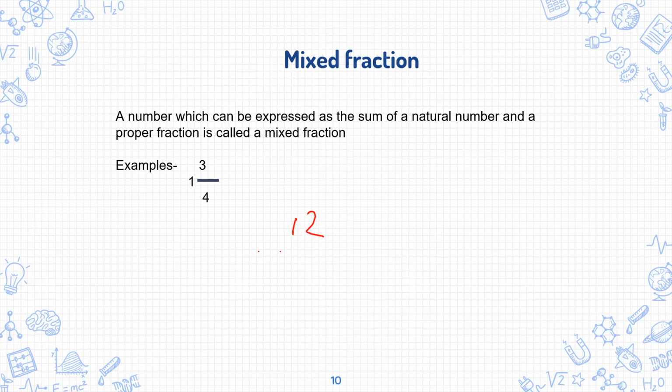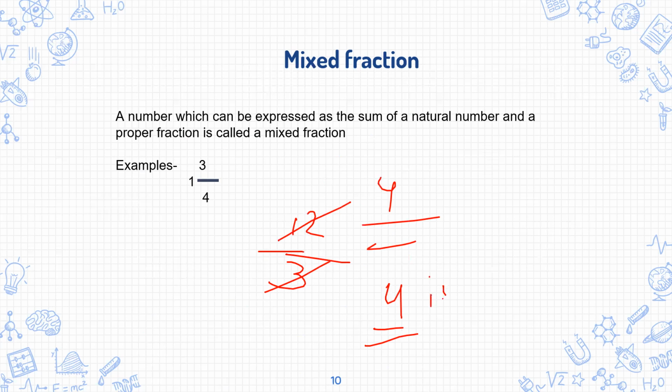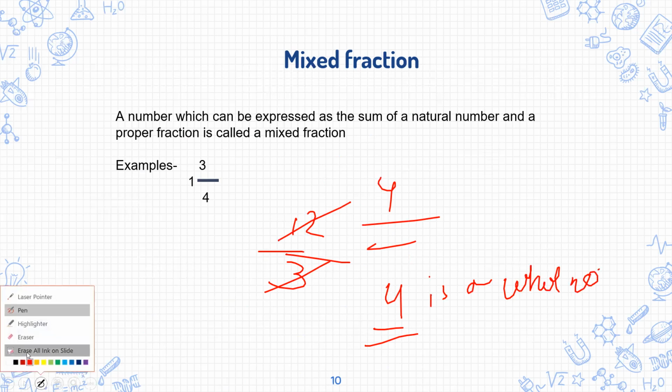And if we convert 12 by 3, because we know that this is divisible, we can simply reduce it and we will get 4. So 4 is a whole number, and also a natural number.